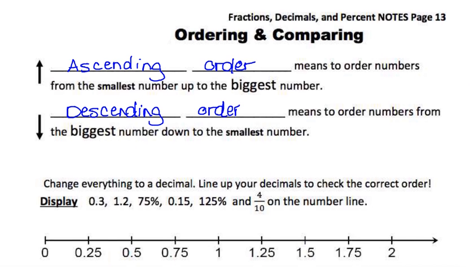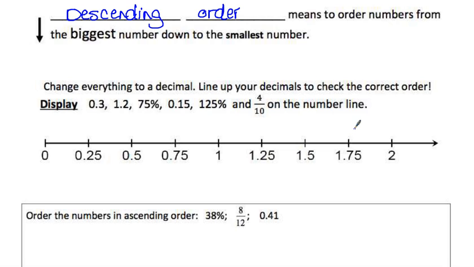So let's look and practice with a number line like we did with integers. Change everything to a decimal, line up your decimals, and check the correct order. So we need to put everything into decimal form, which we know how to do from our last 2 days. So we have 0.3. That's already a decimal. I'm going to rewrite it up here. 0.3. 1.2. 75%. The percent sign needs to go away, so it goes 1, 2, so I have 0.75.